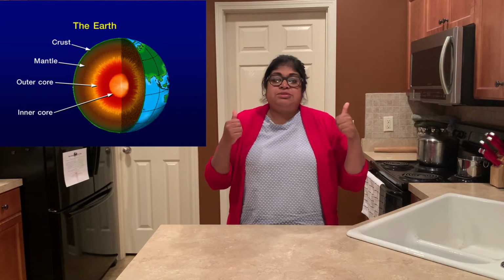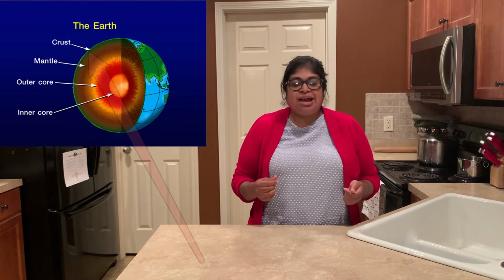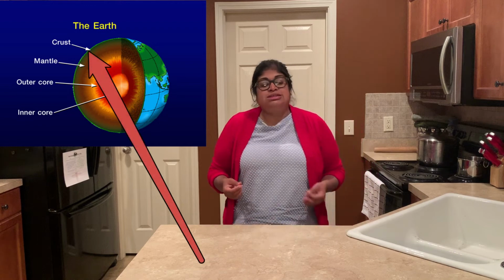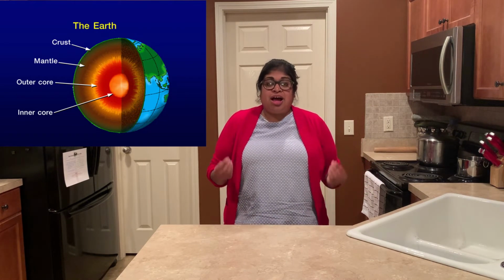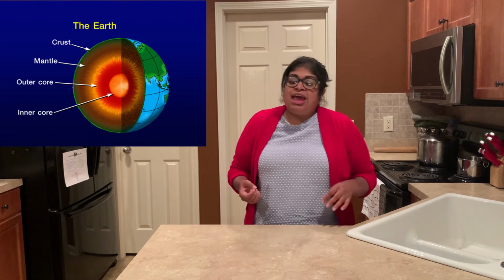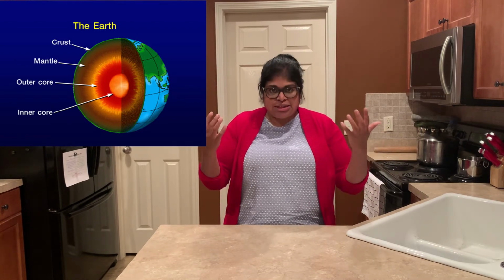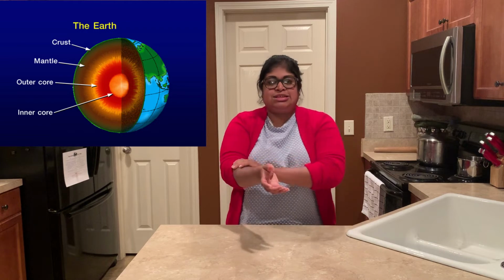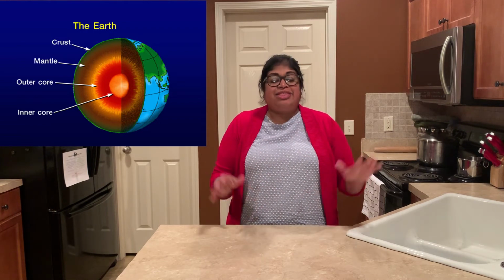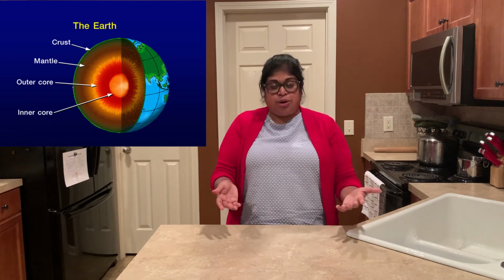Now, let's move up to the very tip top. The very top layer of the parts of the earth is called the crust, the continental crust. And this layer is made up of just solid rock. And so this is the layer that we stand on. This is the crust of the earth, okay? And that's the last layer of the parts of the earth.